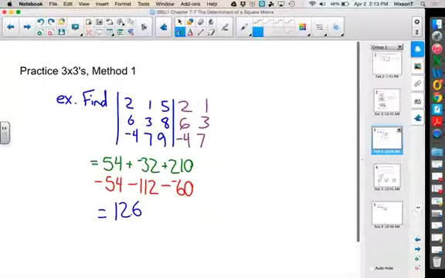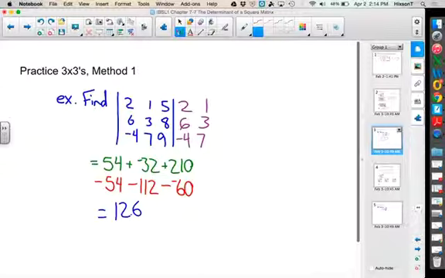This method tends to be the one that students who like doing the mental arithmetic and can keep track of that in their head a little bit better prefer. I prefer this method because I like doing the mental arithmetic a little bit more. But you have your diagonals. 2 times 3 times 9 is 54. 1 times 8 times negative 4 is negative 32. 5 times 6 times 7 is 210. And then your backwards diagonals. 54, which we subtract. 112, which we subtract. And then negative 60, which we subtract. And you should get 126.